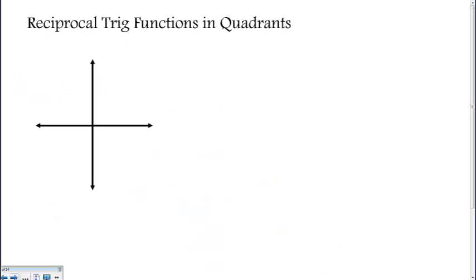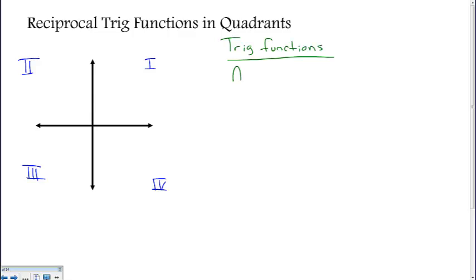Now we want to determine in which quadrant the reciprocal trig functions are positive. To do this, we think back to our original trig functions and how we determined which quadrants they were positive in. Remember that we used the mnemonic add sugar to coffee, ASTC, which we placed in quadrants 1, 2, 3, and 4 respectively.